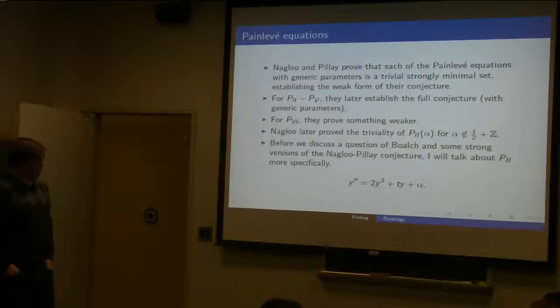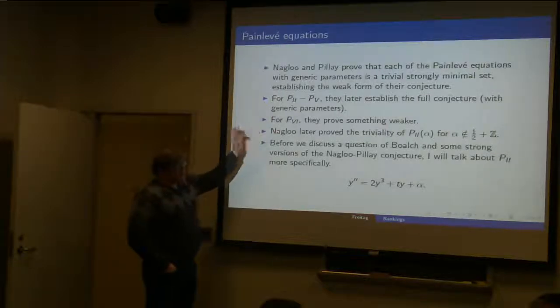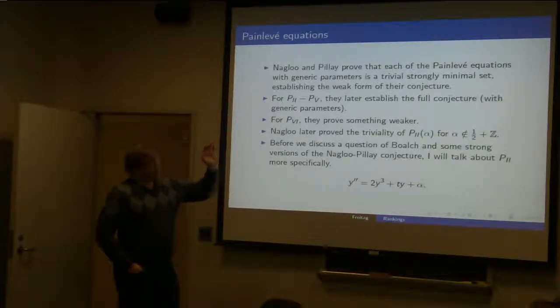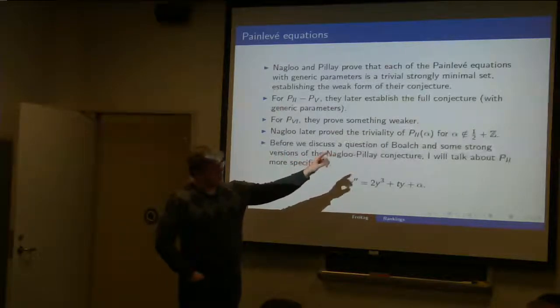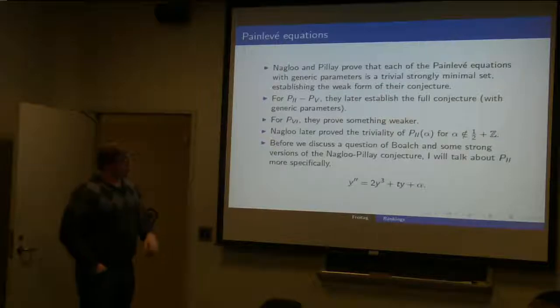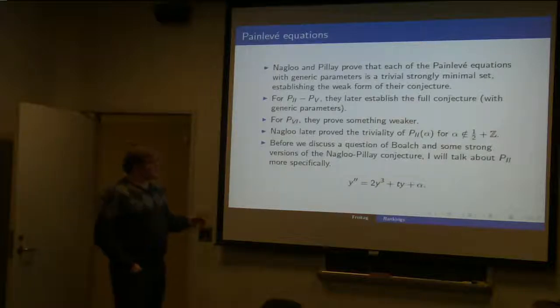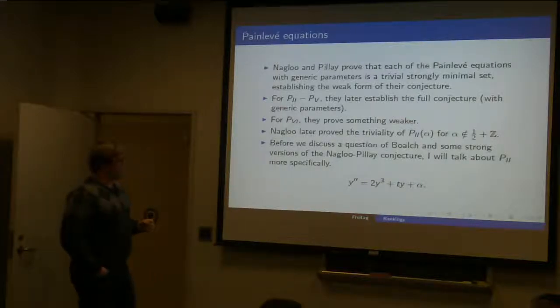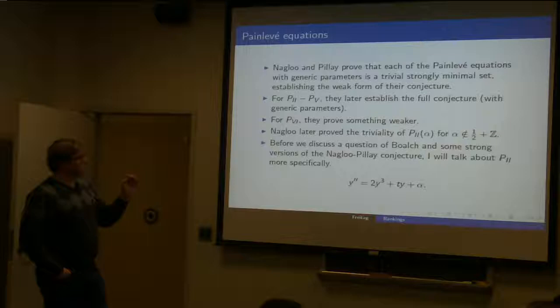For Painlevé 2, Ronnie even proved this, not just for generic values of the parameter, but for all values of the parameter, as long as you weren't in this set, this coset of the integers, 1/2 plus the integers. All right. And eventually, I'm going to discuss this question of bulge, which motivates some of the talk, and some stronger versions of the Nagloo-Pillay question or conjecture. I'm going to call it conjecture. I'm going to talk about Painlevé 2 more specifically.